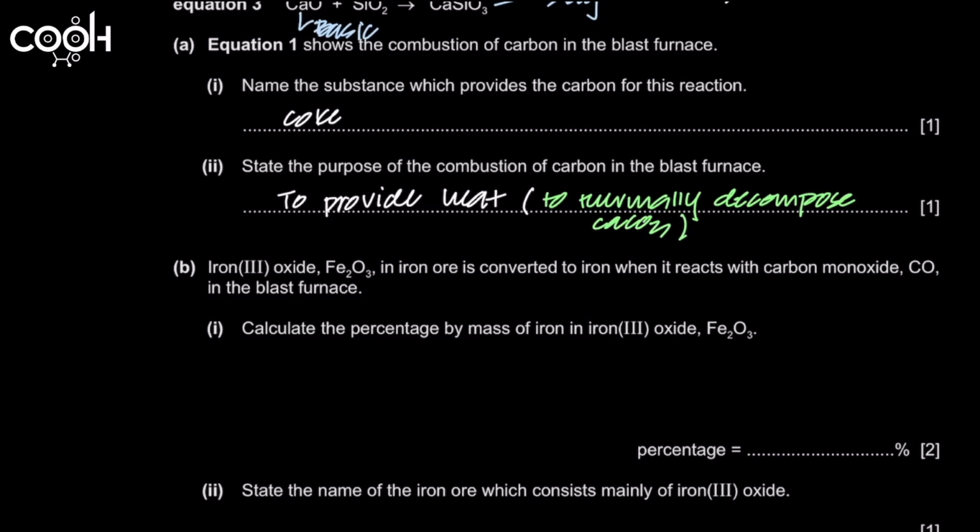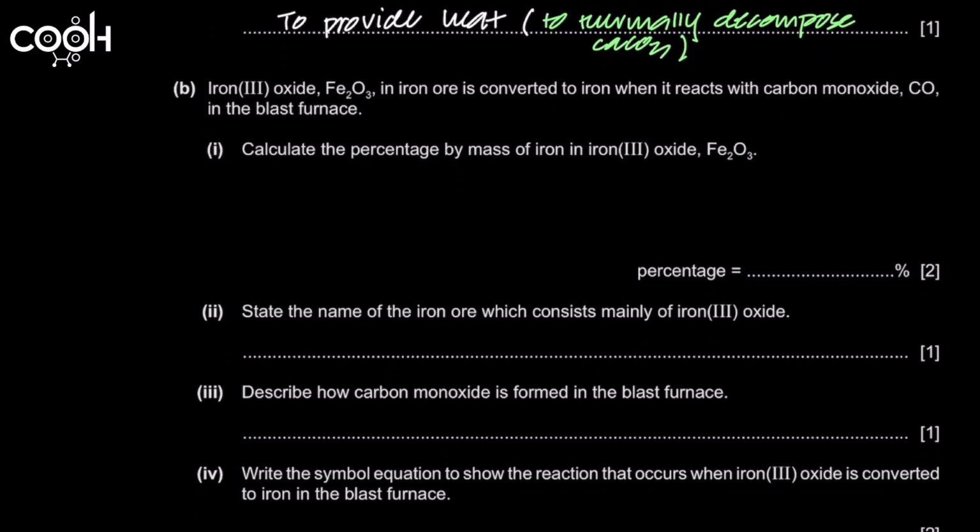That's it. Now it says iron 3 oxide in iron ore is converted to iron when it reacts with carbon monoxide in the blast furnace. Calculate the percentage of mass by mass of iron in iron 3 oxide. How do you calculate percentages? We take the part and we divide by the whole mass of this molecule, and we multiply it by 100. So what's the part mass? Part is basically the mass which we want to find, which is the mass of iron.